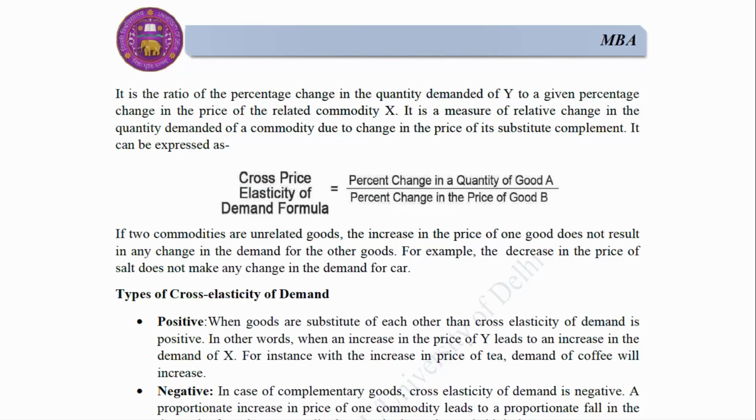It can be expressed as: cross price elasticity of demand is equal to the percentage change in the quantity of good A upon the percentage change in the price of good B. If two commodities are unrelated, an increase in the price of one good does not result in any change in the demand for the other good. For example, a decrease in the price of salt does not make any change in the demand for cars.